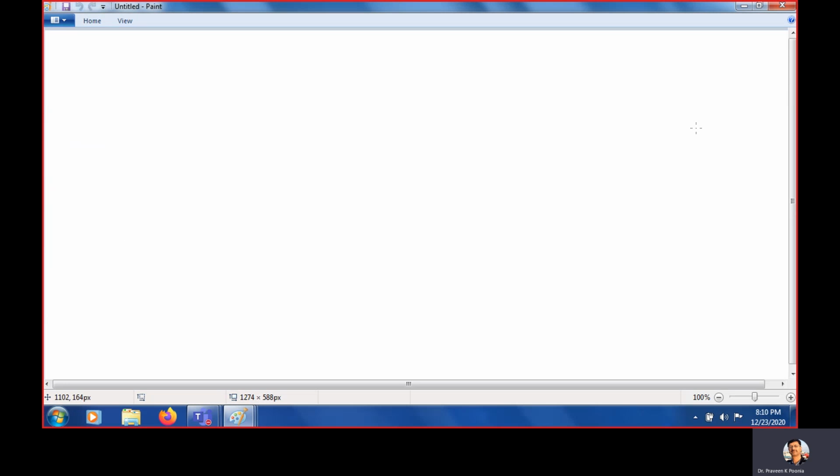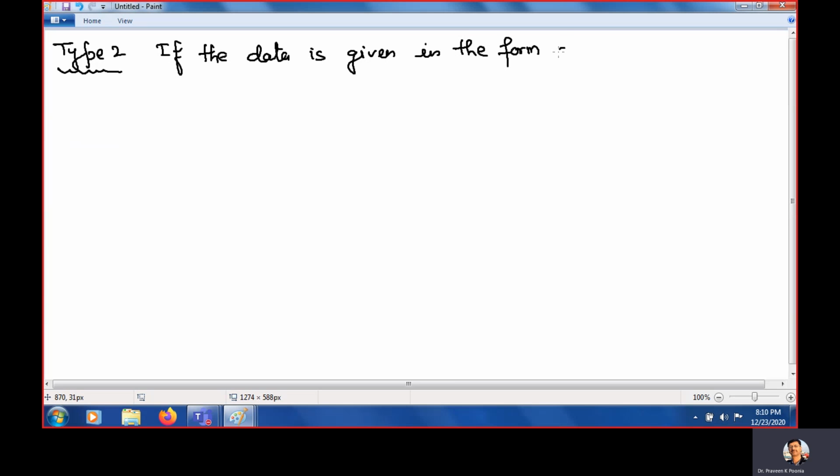So this is how we calculate the standard deviation and variance. Okay, now I'm going to tell you standard deviation type 2 questions, that was type 1, where simple data was given. If the data is given in the form of frequencies, clear? Then S is equal to what?